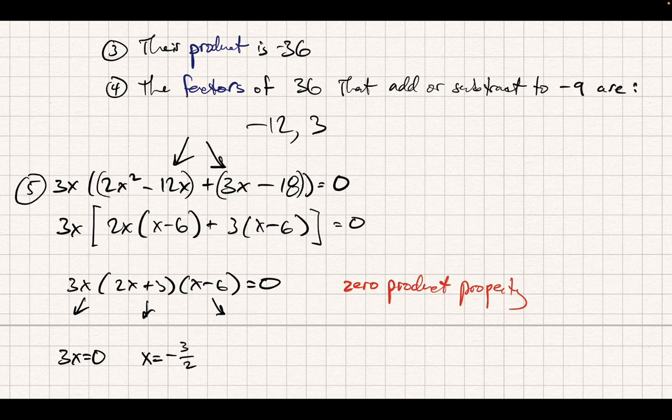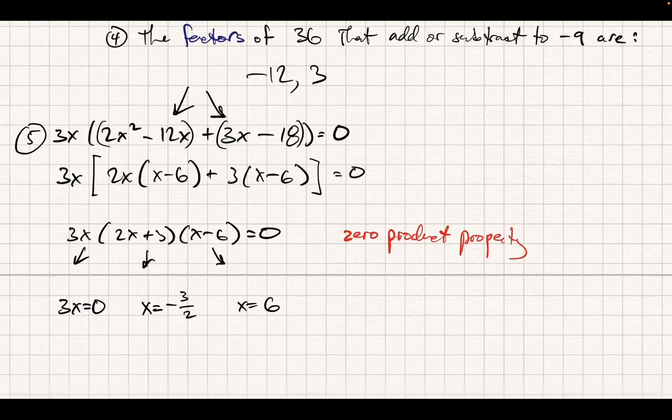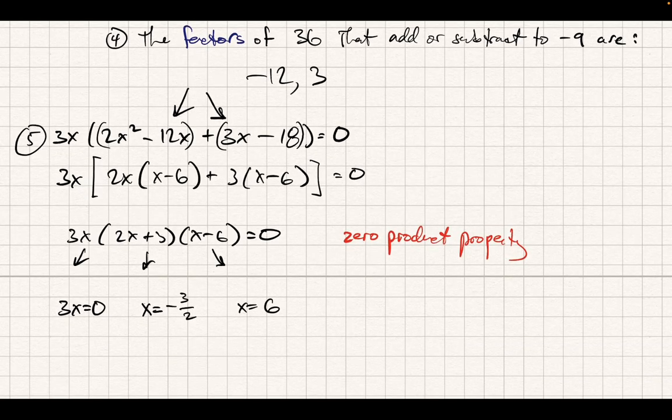What's my last one? x equals 6. So what's my whole list of answers? 0, negative 3 over 2, 6.